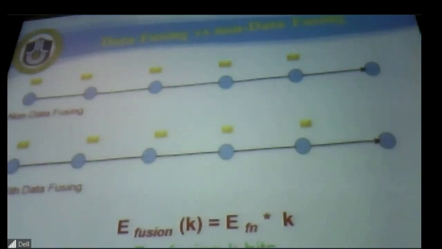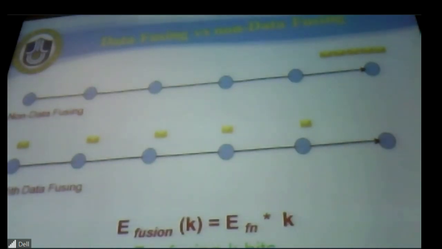So if we need to clarify the difference between these two approaches, the first, you can see the first chain with no data fusing. If every node has one packet to send to the destination, this node at the end will have 5 packets from 5 nodes. So, for example, node number 5 or number 4 for the sending has to transmit 5 packets, and the base station has to receive 5 packets.